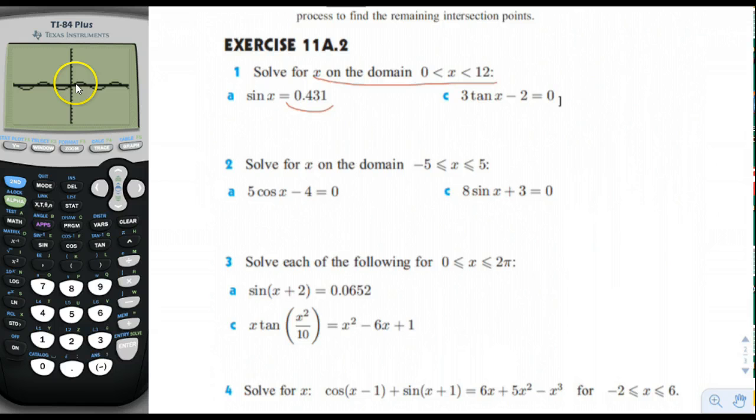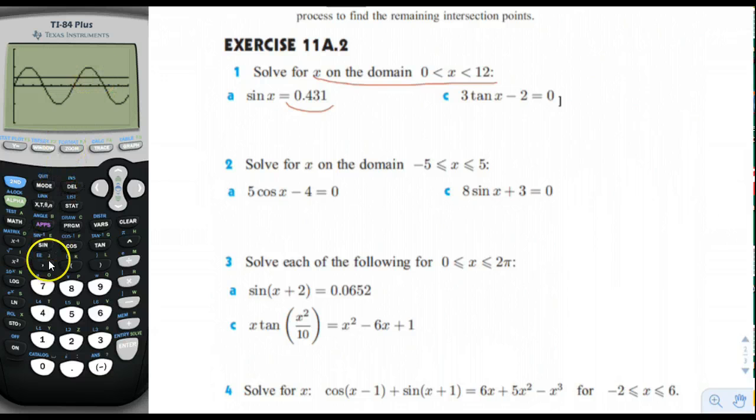Okay, so you can see that there are two lines there. And it says to find it for the domain 0 to 12. So let's go back to the window. And then we'll put 0 to 12. For xmin, we'll put 0. For xmax, we'll put 12. And then we know it ranges from -1 to 1, so we'll put -2 to 2. And then we'll graph. Very nice. And then it's going to draw the line 0.431. And you can see there's 1, 2, 3, 4 intersections here.